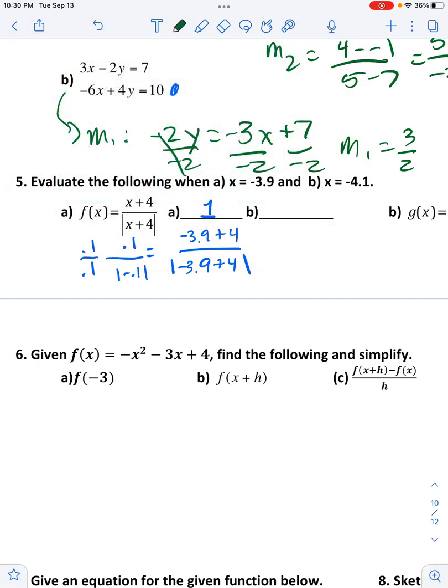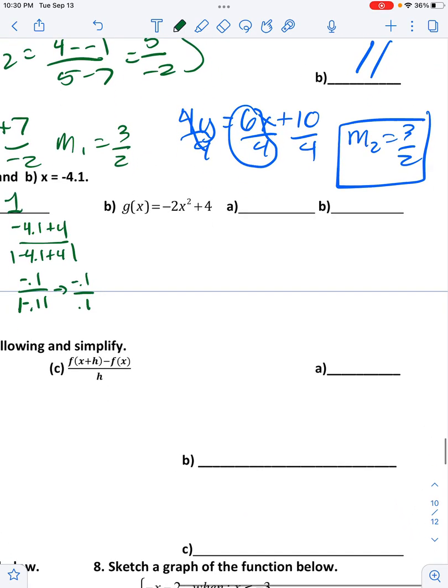So round 2 in B, negative 4.1 goes in for x on the top as well as the bottom. The top becomes negative 0.1. The bottom becomes the absolute value of negative 0.1, but this stays negative and this turns positive. So my answer, since they're the same value, I'm still going to get a 1, but in this case it's negative because the negative on the top doesn't go away because the absolute value only applies to the bottom.